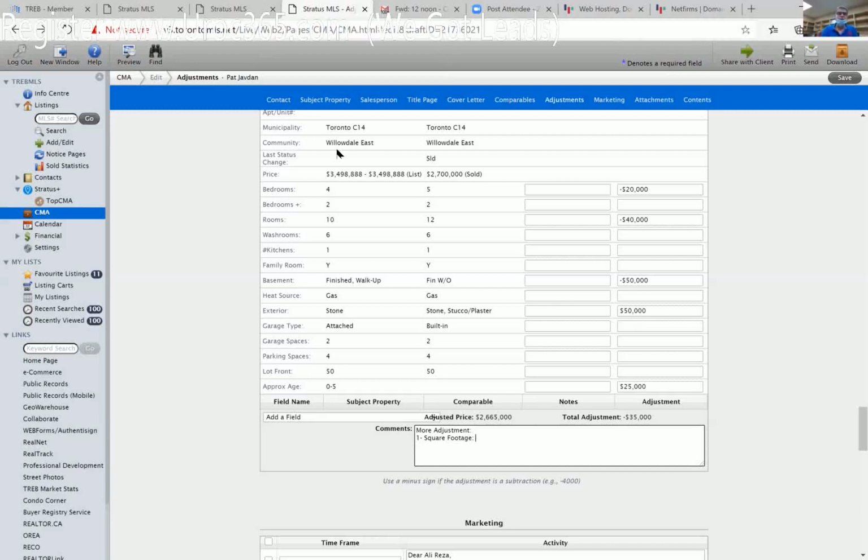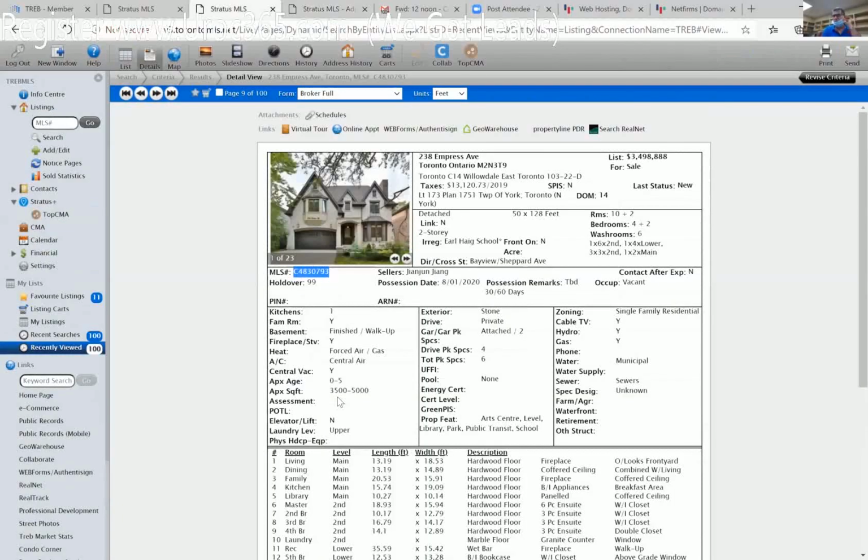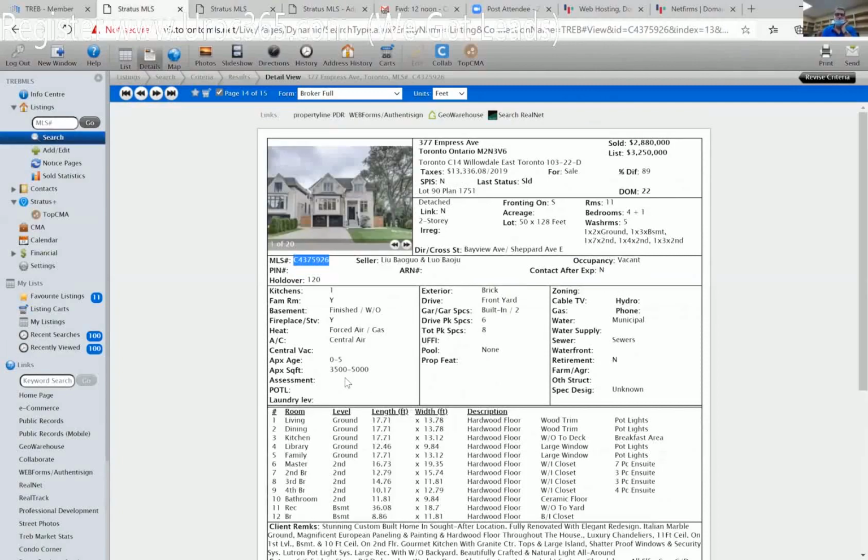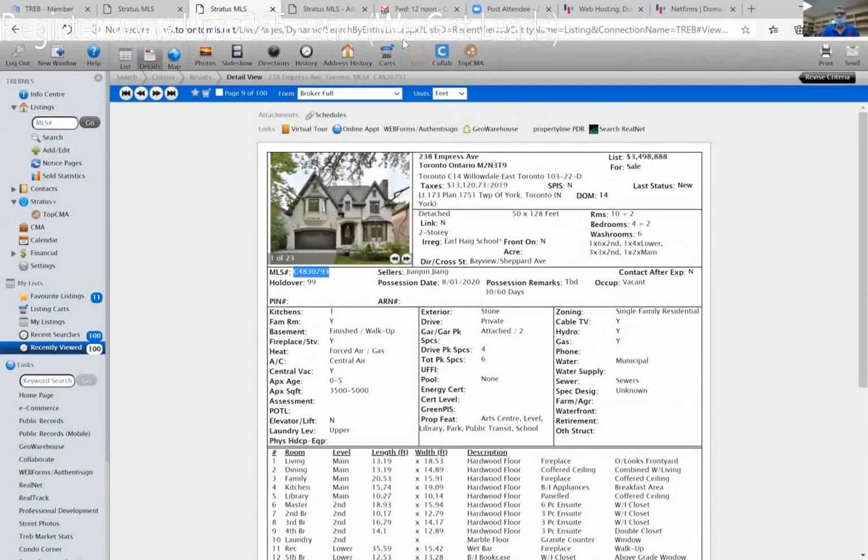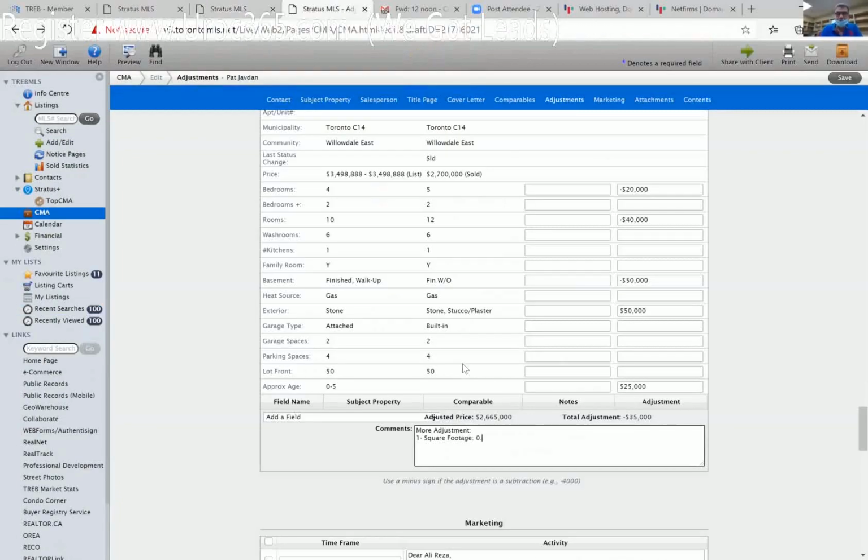How is the square footage of this comparable to the property? If you go to this one, you see 3,500 up to 5,000. Comparing to this one, again the same, 3,500 to 5,000. They are the same. You cannot adjust that one. It just becomes $0.